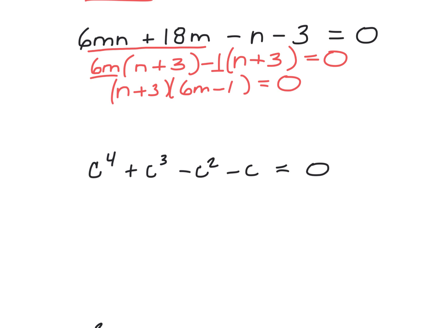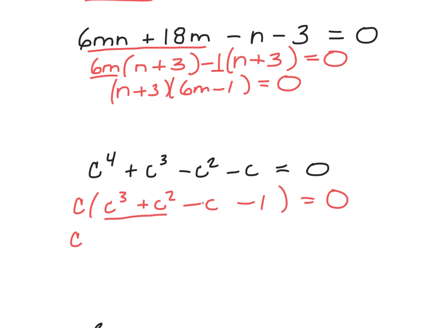Next example, here's one where we do have a greatest common factor. I could take a c out of everything. I'd have c cubed plus c squared minus c minus 1. And then I would do grouping. I'm going to keep this. That should just be my c.